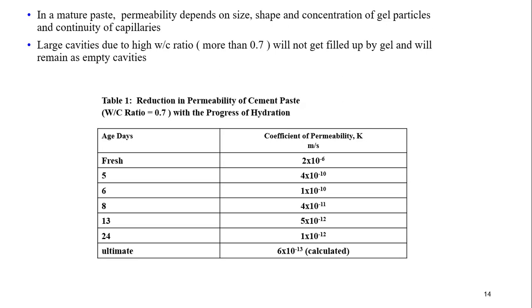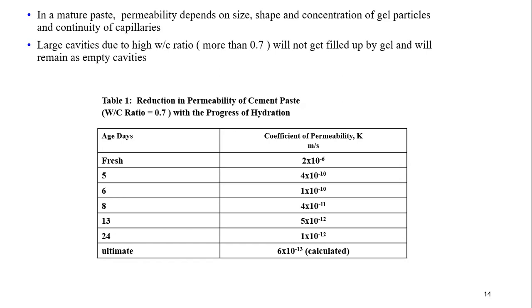Large cavities due to water-cement ratio of more than 0.7 will not get filled up by gel but will remain as empty cavities. So, age in days with respect to coefficient of permeability: if it is fresh, the coefficient is about 2 into 10 to the power minus 6. If it is 5 days, 4 into 10 to the power minus 10. If it is 6 days, 1 into 10 to the power minus 10.